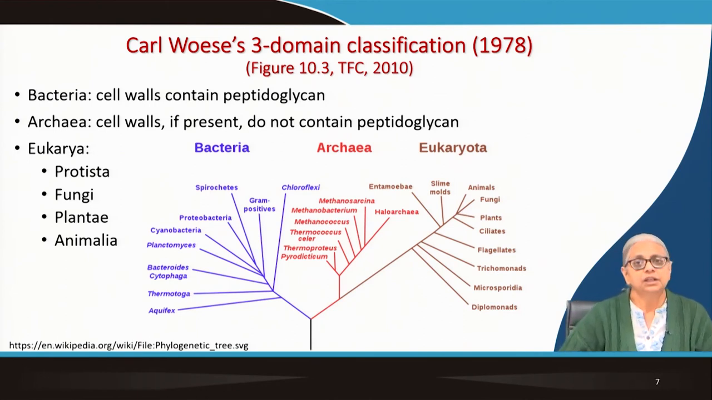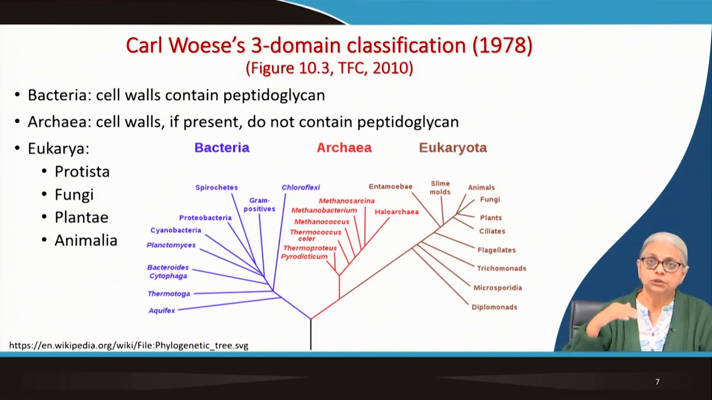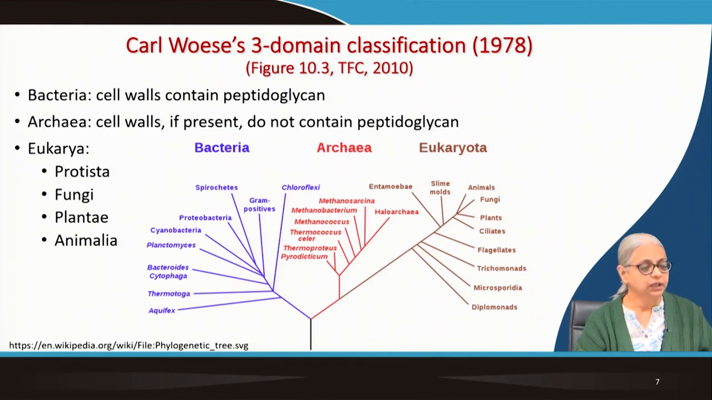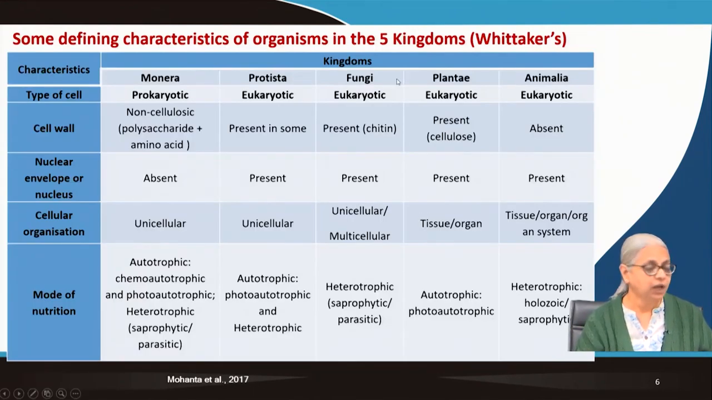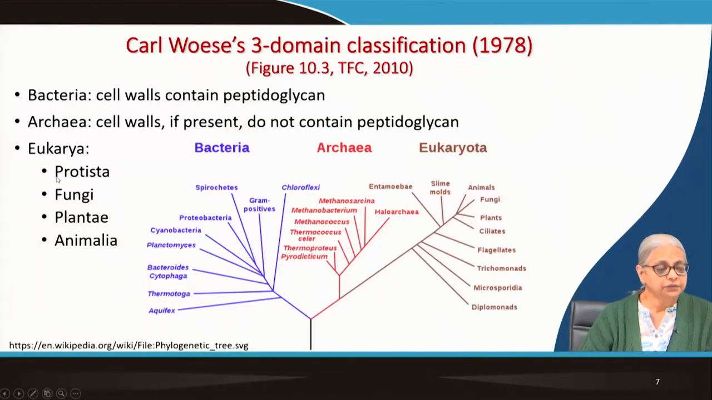As I mentioned earlier, we are going to look at the current method of classifying organisms. This method of classifying organisms is relatively new. It's as old as 1978. So Carl Woese came up with a three-domain classification. Now these domains are higher than the kingdoms. So again, back to these kingdoms, and then you have the domains that are higher than that. So he has defined three domains: bacteria, archaea, and eukarya.